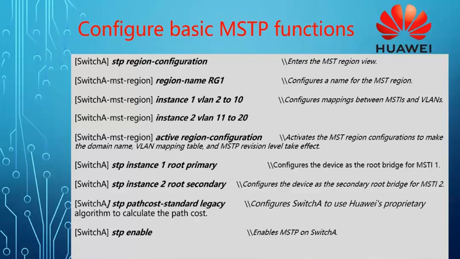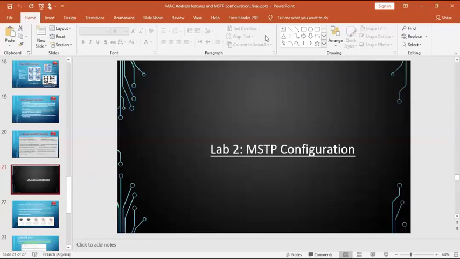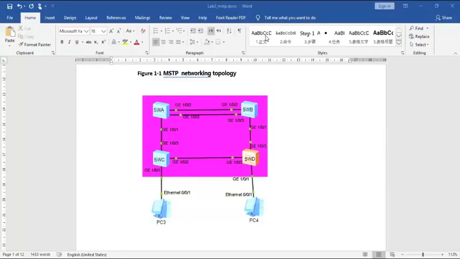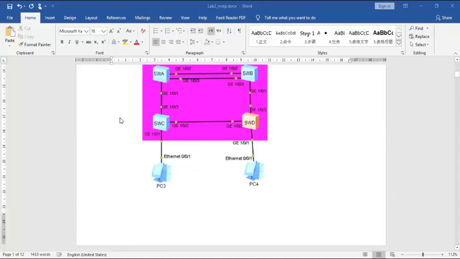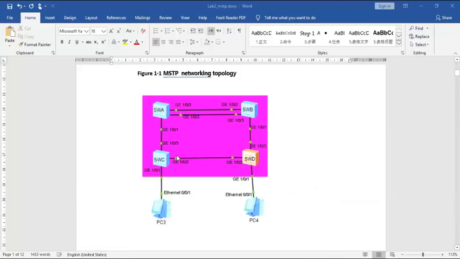Okay, we can take a look now for a few minutes at lab 2. What is lab 2 about? I will share with you the second lab. Now you see on your screen this topology, okay? And to configure the MSTP protocol on this network, the commands will be like this.